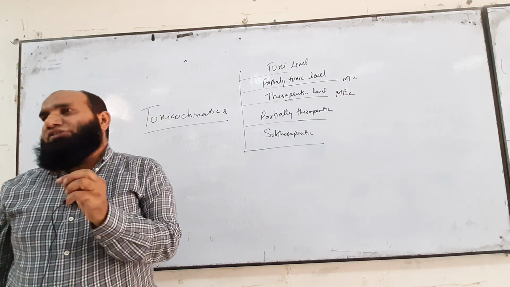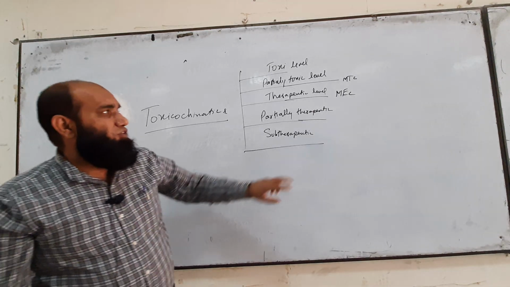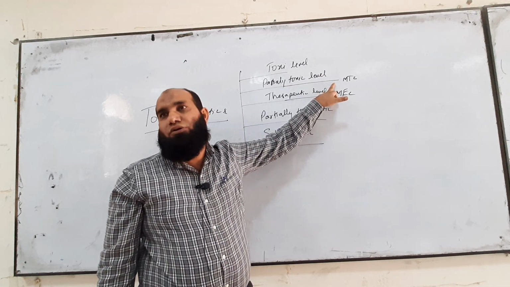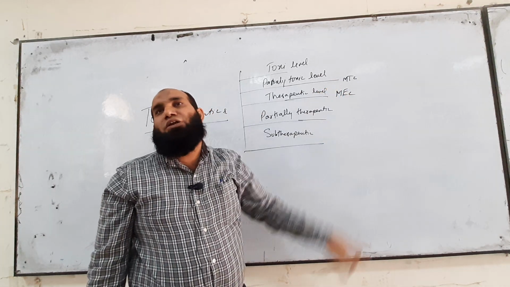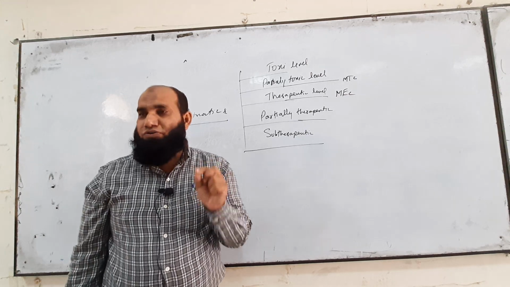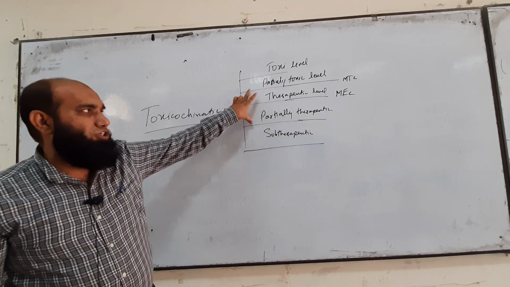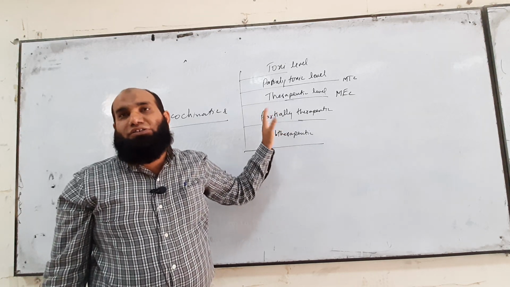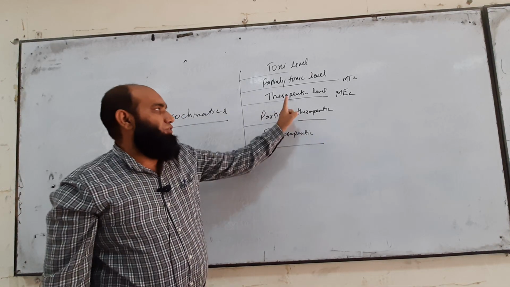Here we use 2 words. One is therapeutic window and the other is therapeutic index. When we take the difference of these values, MTC and MEC, we say this is the therapeutic window. When we take the ratio of MTC and MEC, we say this is the therapeutic index. Some drugs have a very low therapeutic index. We say these are narrow therapeutic index drugs. Some drugs have a wide therapeutic range, and we can maintain their therapeutic level by adjusting the dose and the dosage form.